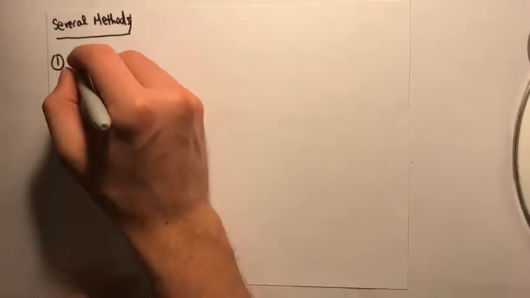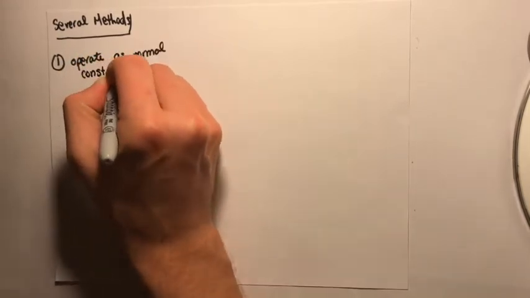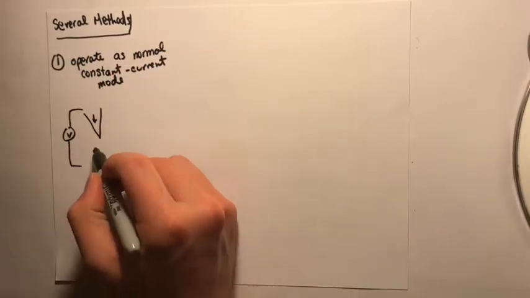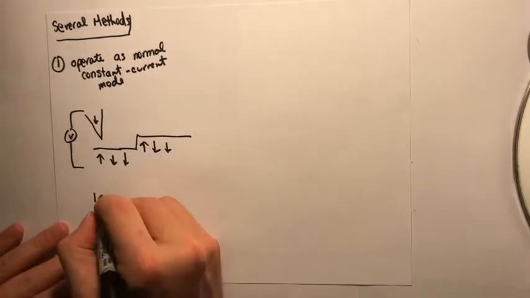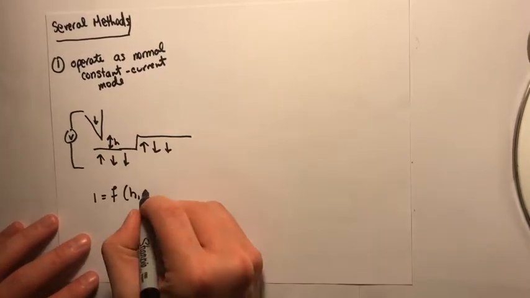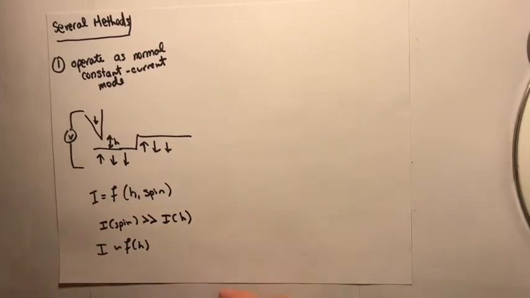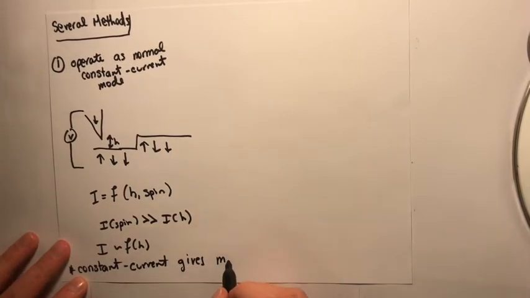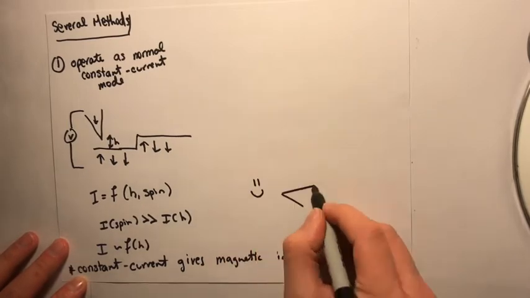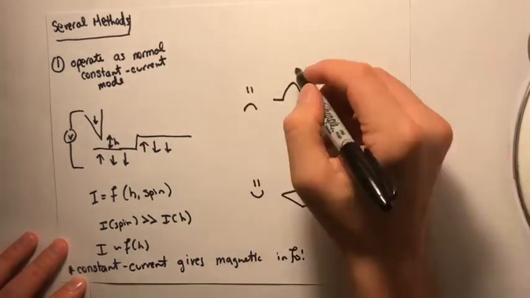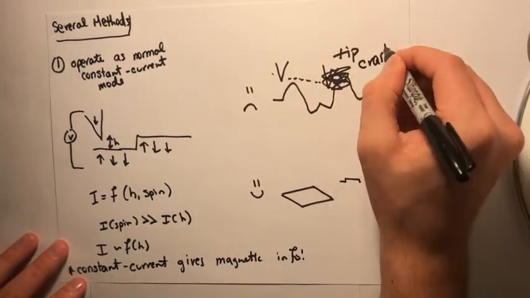Perhaps the simplest method to solve this problem is simply doing nothing. Turns out, if you operate in normal constant current mode, the signal from the change in magnetism will almost entirely dwarf the signal from the change in height, meaning that you will basically only be imaging the magnetic domains. This is really great if you have a really flat sample. However, if you have a very bumpy sample or a very large sample, you could lead yourself into a tip crash because you're not controlling for the actual height.